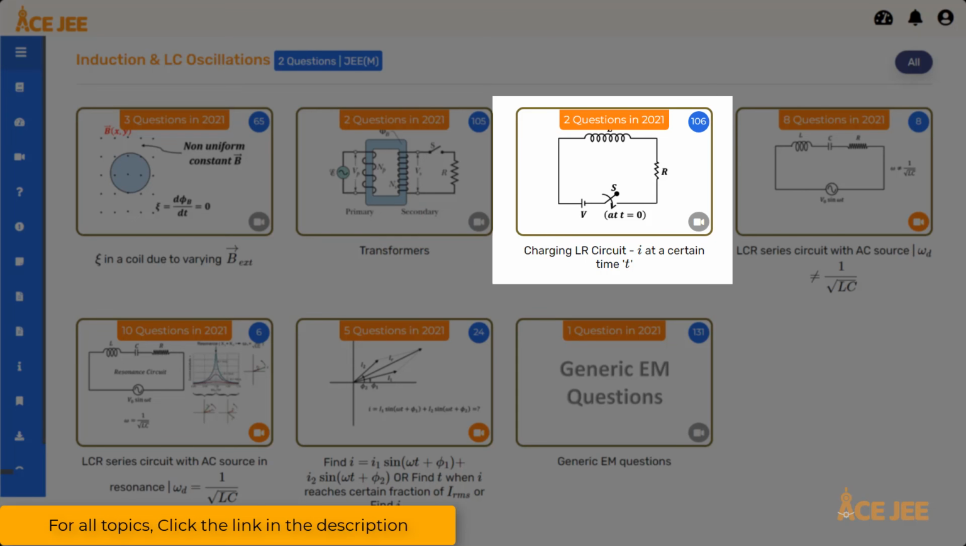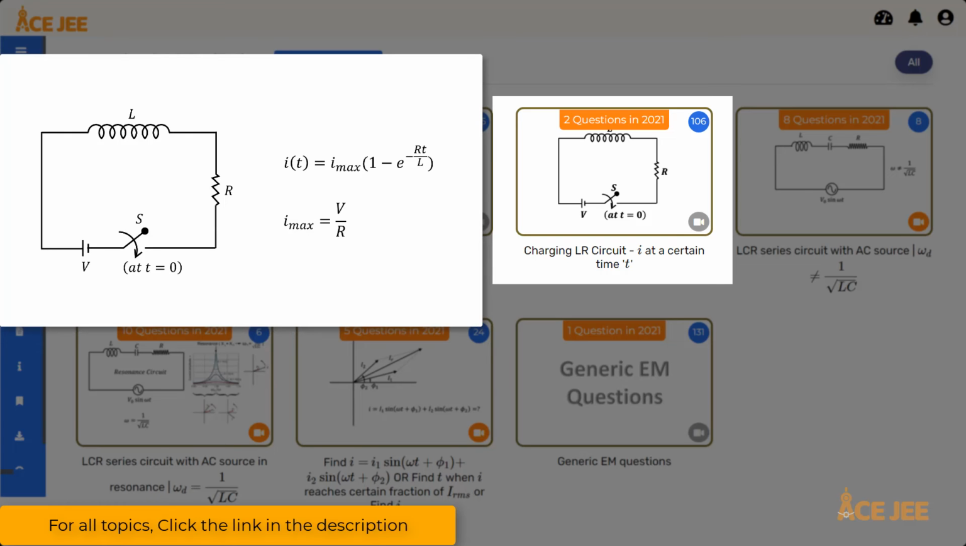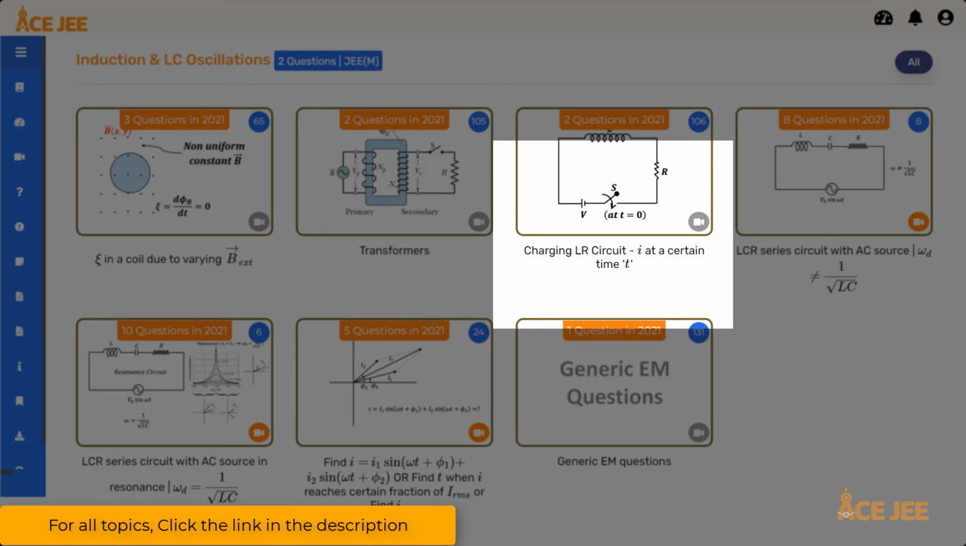In the next question type, you will be asked questions on charging LR circuit, in which current increases from 0 to V by R in an exponential manner, given by I equals I max, that is V by R, times 1 minus e to the power minus t by tau, tau being the time constant given by L by R, and represents the time when current has changed by 63%, or we can say current has achieved a value of 0.63 times I max.